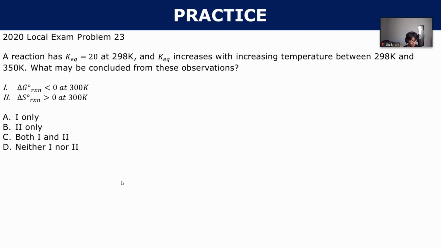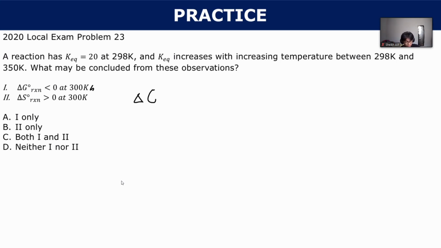Let's move on to question 23, which says a reaction has an equilibrium constant of 20 at 298 Kelvin, and the equilibrium constant increases with increasing temperature between 288 Kelvin and 350 Kelvin. What may be concluded from these observations? The change in free energy is less than 0 at 300 Kelvin, and the change in entropy is greater than 0 at 300 Kelvin. Well, we can look at that first bit using one of our formulas.